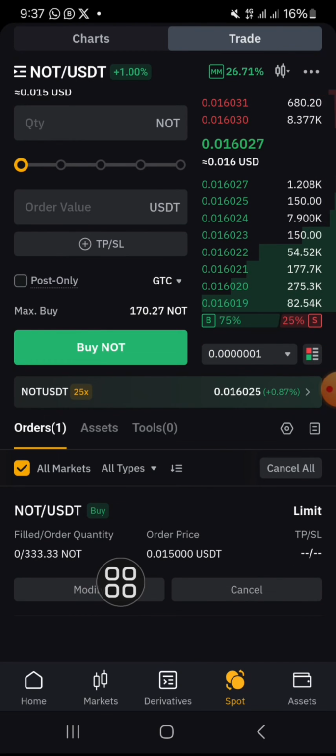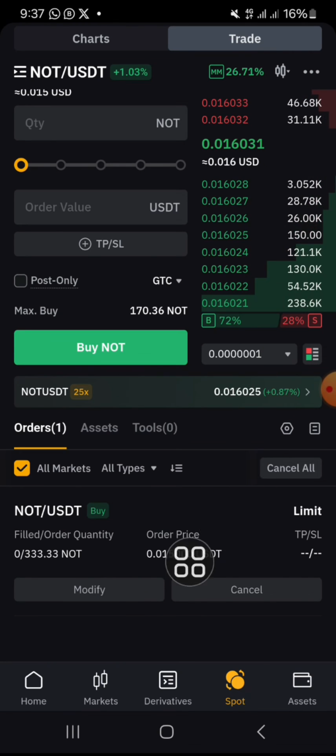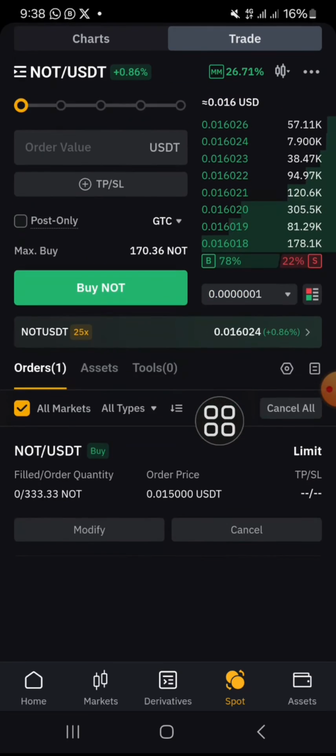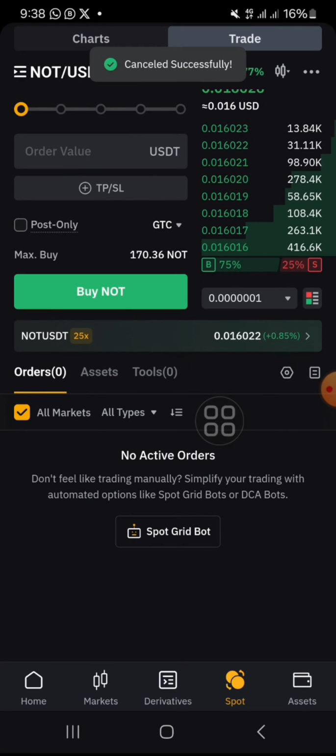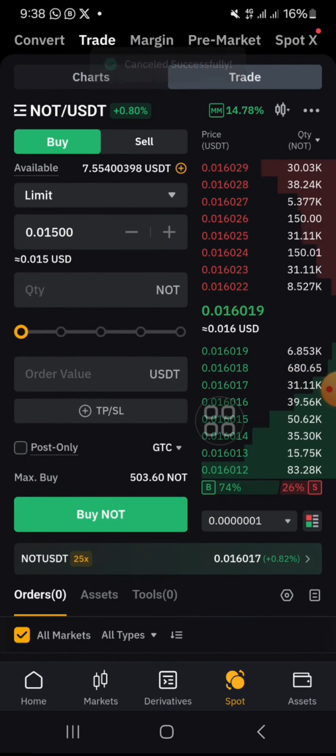You can see that it's not going to execute immediately. Do you know why? Because the price is at this level, so it's going to wait for the price to go down to this particular price that I put before it's going to buy. You understand? I believe you understand the buy and the market.